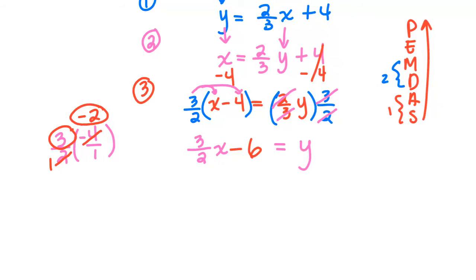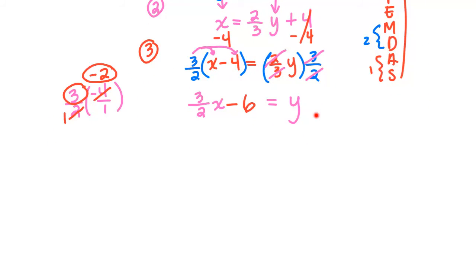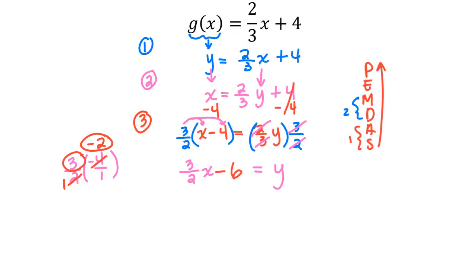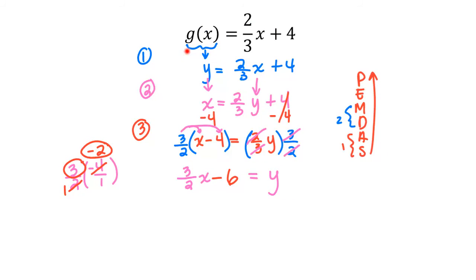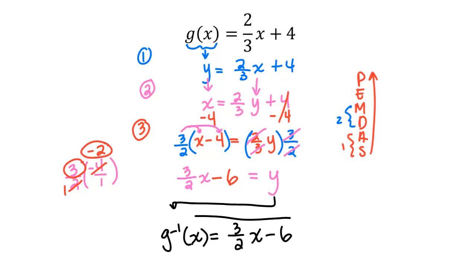And now that I have the y by itself, now I have to go back and switch it to inverse notation. But notice this was a g of x. Because this was called g of x, when I write the inverse, I have to write it as g inverse. So move the y to the front. And we're going to call this g inverse of x. And then copy the rest of it. 3/2 x minus 6. And that's our final answer.